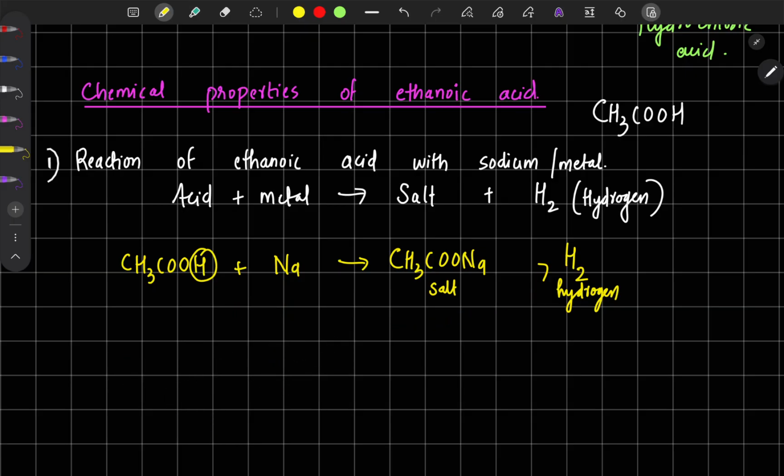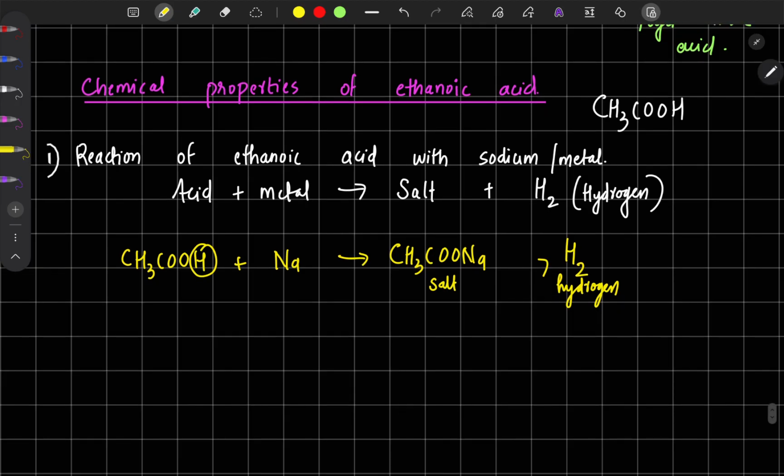So what is the name of this salt? This salt is sodium acetate or sodium ethanoate. Okay, we can write sodium acetate. So that's the name of this salt. So that's the first reaction.